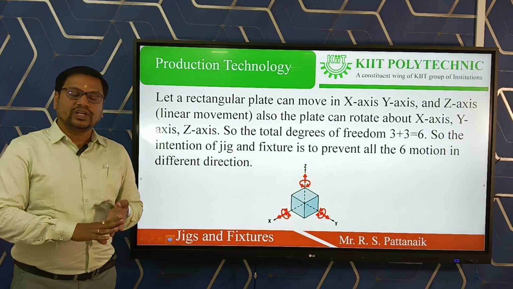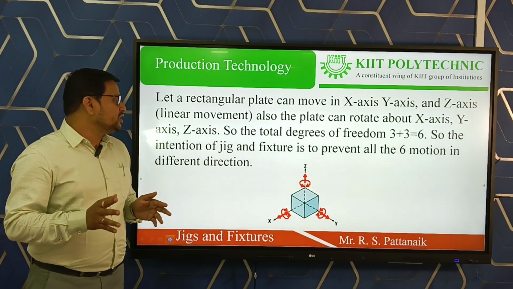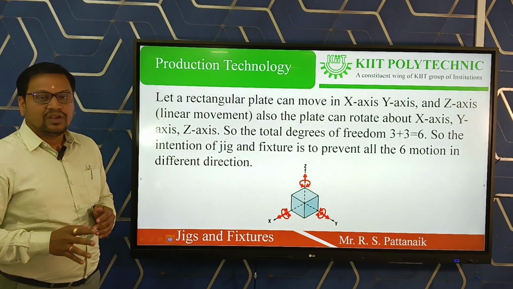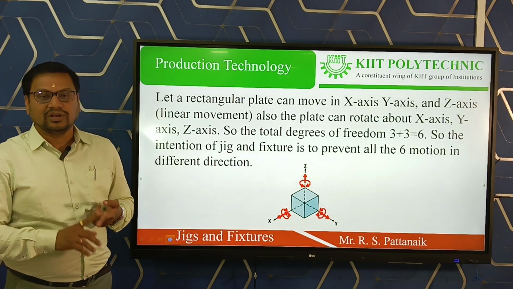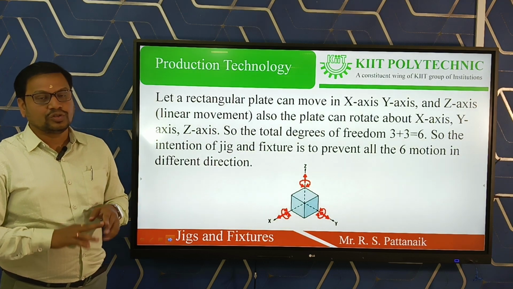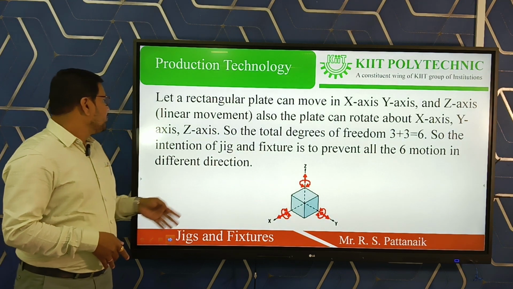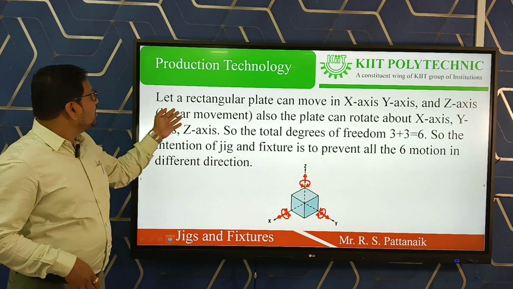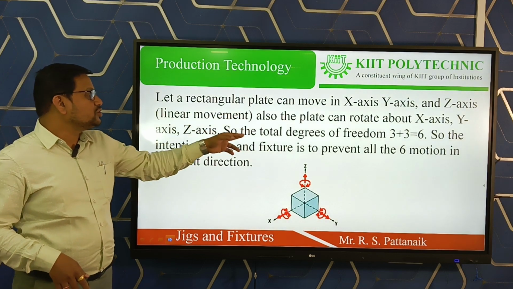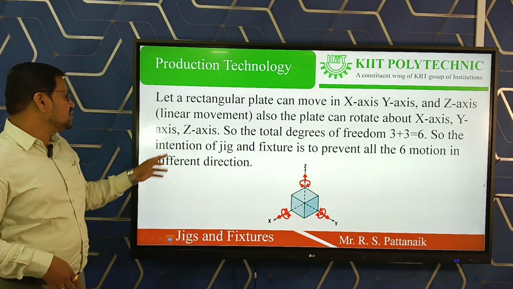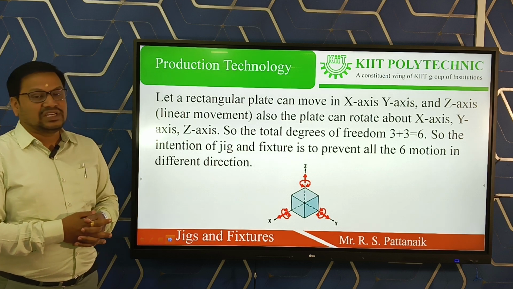So the rotational motion of the workpiece is also there. The total degrees of freedom is 3 translatory or linear motions plus 3 rotary motions, so the total is 6. Here you can see a rectangular plate can move linearly in the x-axis, y-axis, and z-axis, and it can also rotate about the x-axis, y-axis, and z-axis. The total degrees of freedom is 3 plus 3, which is 6.